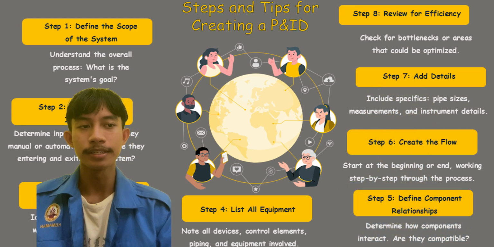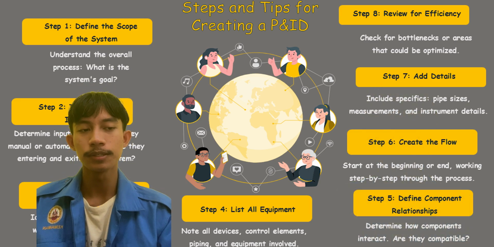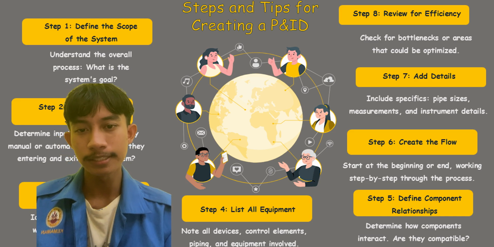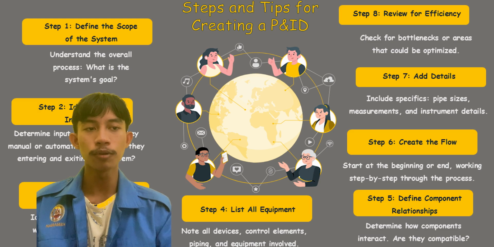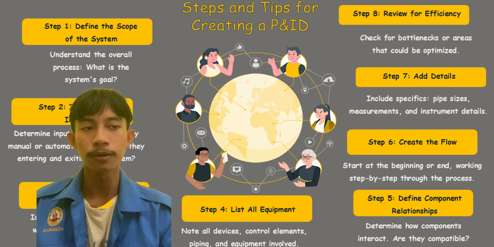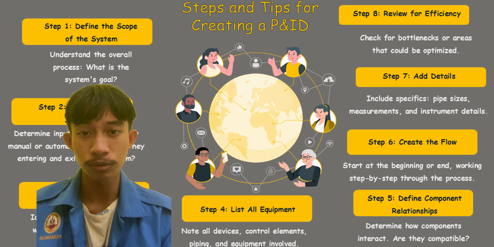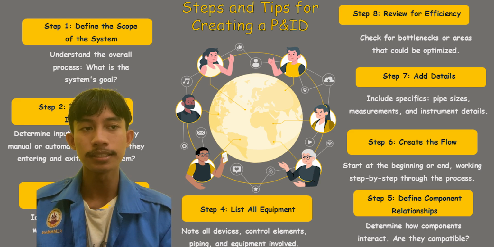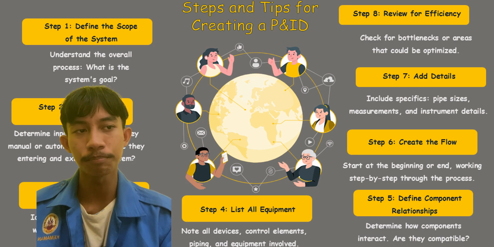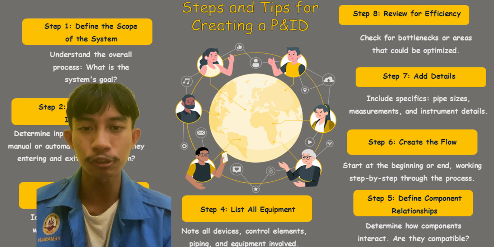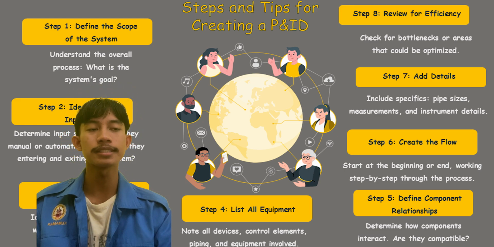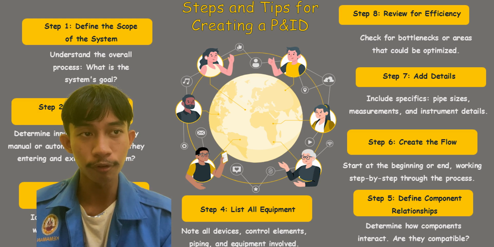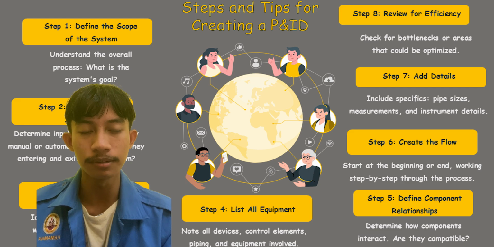Step 5, define component relationships. So determine how components interact. Are they compatible or not? Step 6 is to create the flow. Start at the beginning or end, working step by step through the process. Step 7, add details. In this step, we include specifics like pipe sizes, measurements, and instrument details. And lastly, the last step is review for efficiency. We need to review and check for bottlenecks or areas that could be optimized.